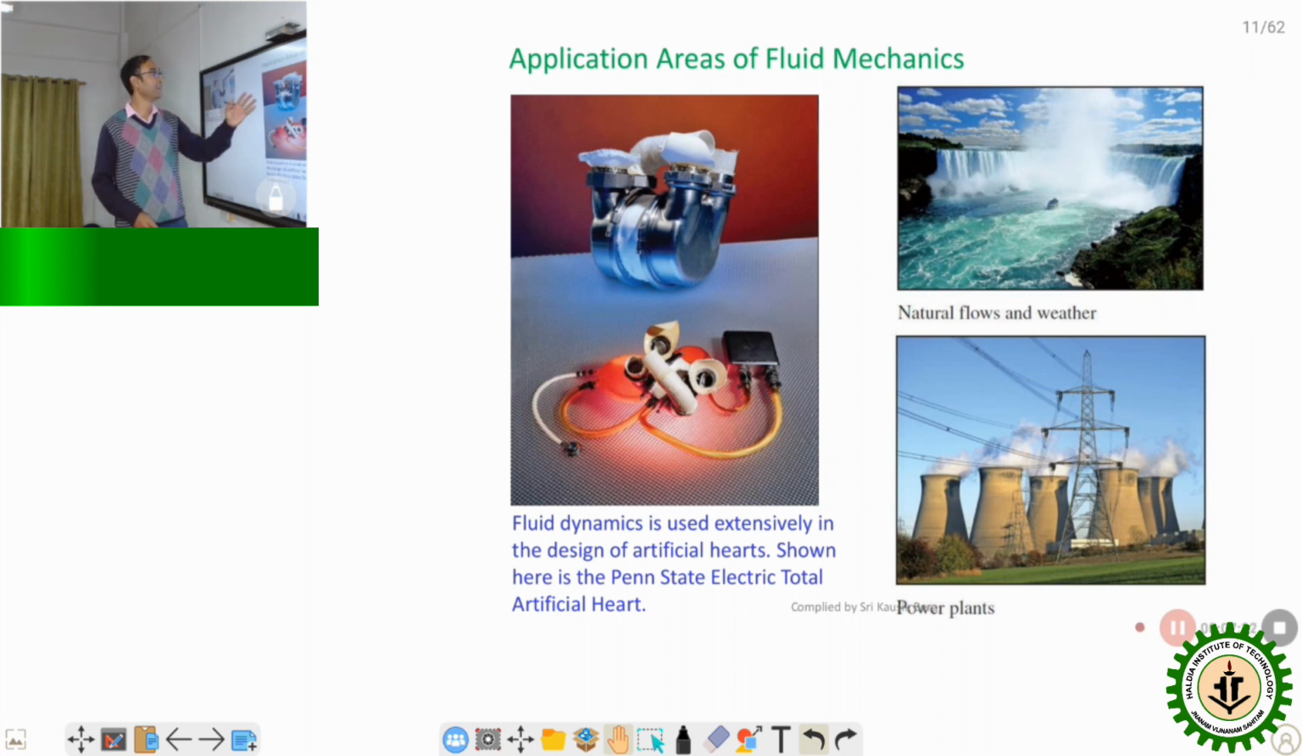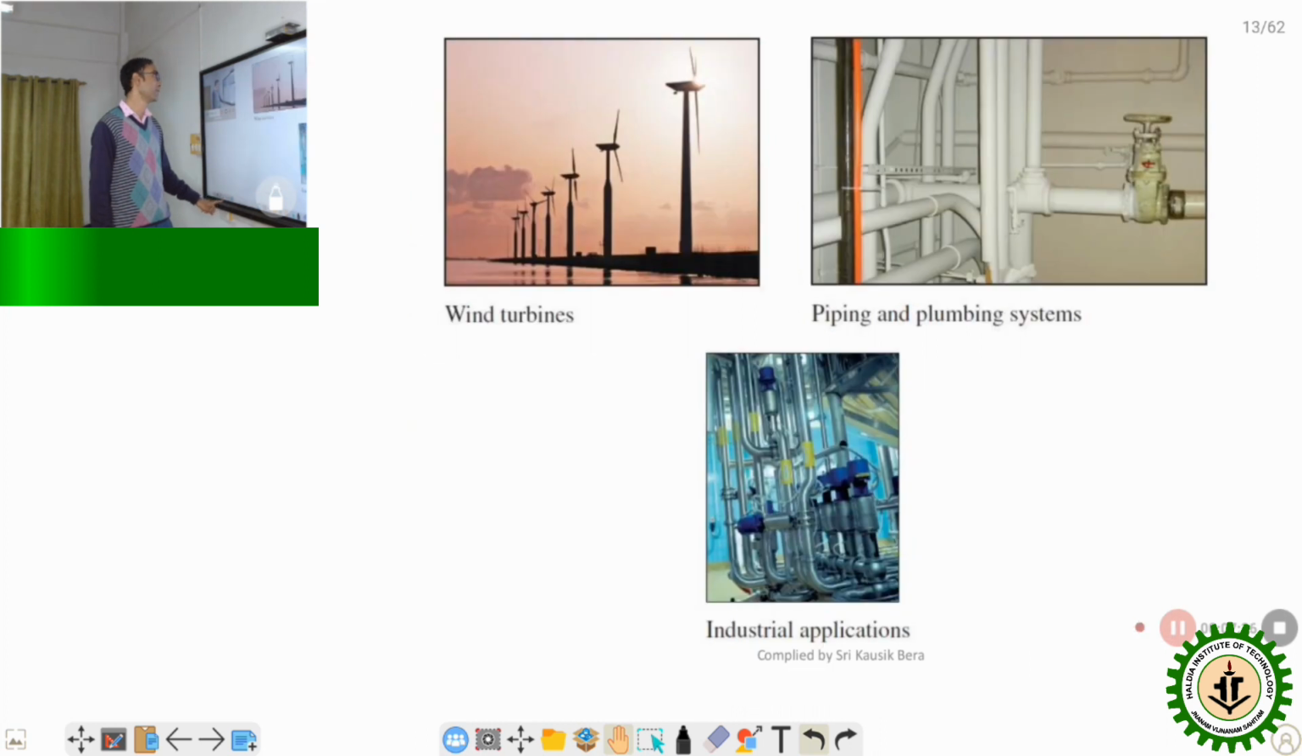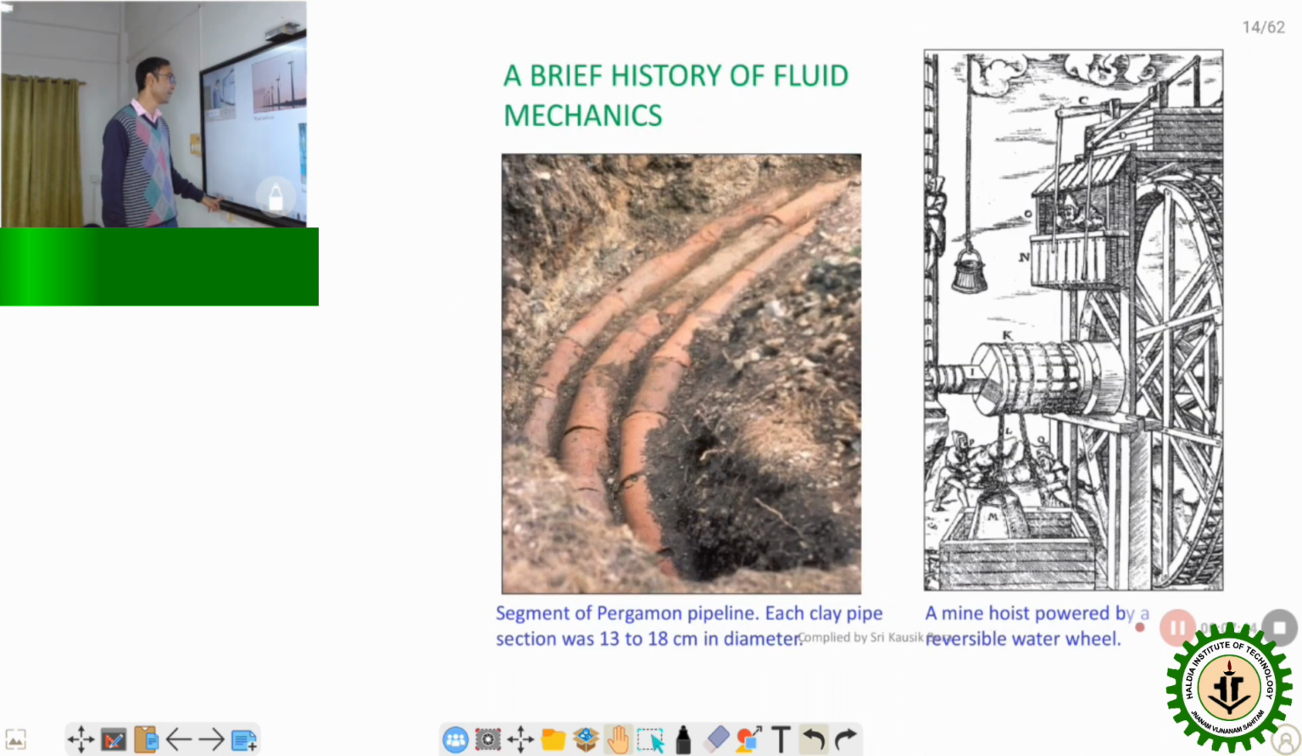These are the application areas of fluid mechanics. In fluid dynamics, we apply it to natural flow and weather, power plants, boats, aircraft and airspace, the human body, and cars. We can use fluid mechanics as an engineering tool. This is the wind turbine, and piping and plumbing systems. This is the industrial application.